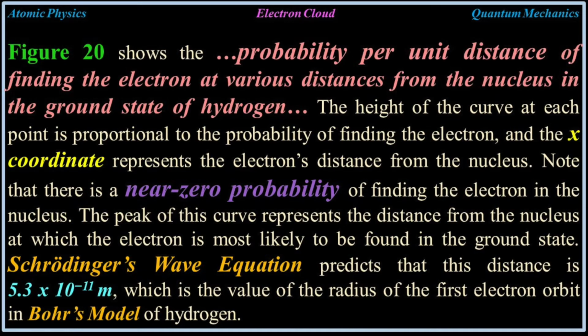Figure 20 shows the probability per unit distance of finding the electron at various distances from the nucleus in the ground state of hydrogen. The height of the curve at each point is proportional to the probability of finding the electron, and the x-coordinate represents the electron's distance from the nucleus. Note that there is a non-zero probability of finding the electron in the nucleus. The peak of this curve represents the distance from the nucleus at which the electron is most likely to be found in the ground state. Schrödinger's wave equation predicts that this distance is 5.3 × 10⁻¹¹ meters, which is the value of the radius of the first electron orbit in Bohr's model of hydrogen.